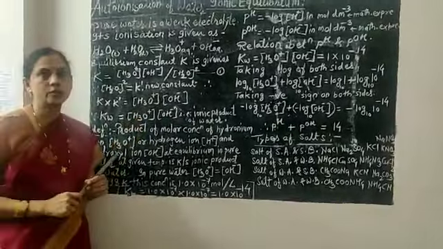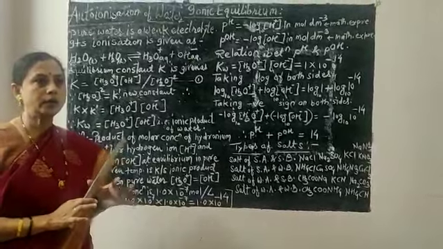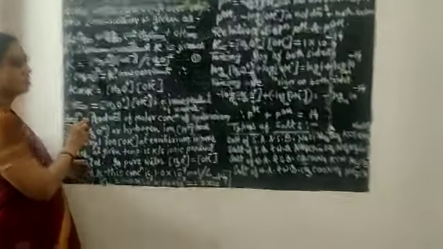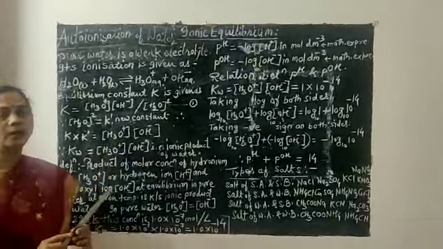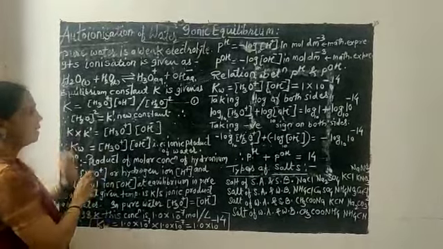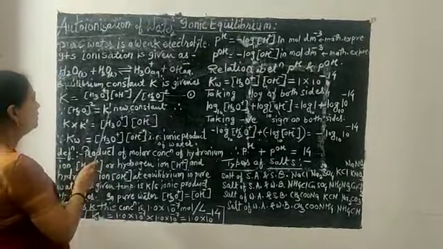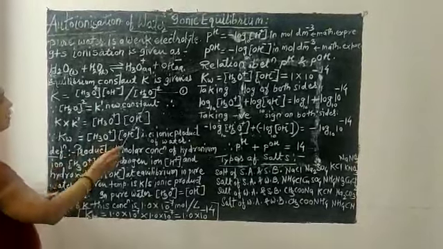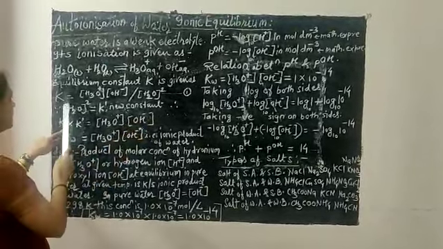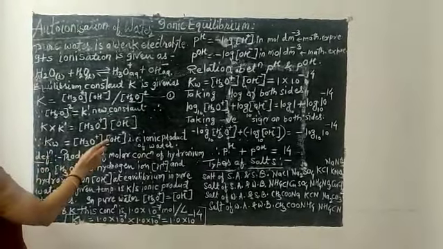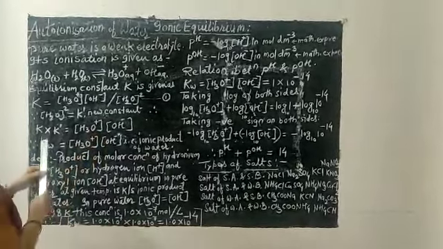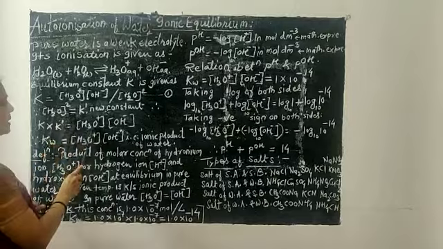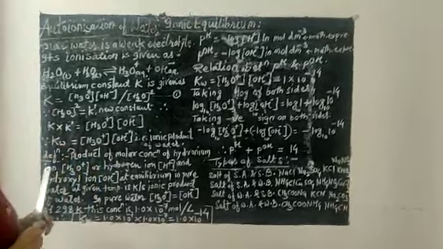Since water molecules remain undissociated in a large number, its concentration is taken to remain constant, and for this H2O concentration I have taken a new constant, that is K dash. Now we will write this equation number 1 as K into concentration of water, which remains constant, and therefore K into K dash is equal to concentration of H3O+ ions into concentration of OH− ions.